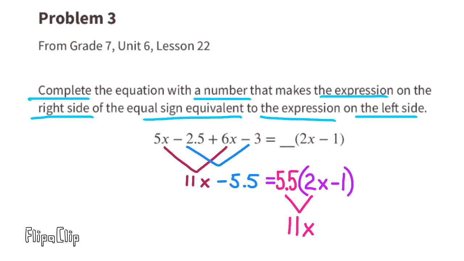5.5 times 2x equals 11x, which is equivalent to the 11x on the left side of the equal sign. And 5.5 times negative 1 equals negative 5.5, which also matches the negative 5.5 on the left side of the equal sign. Now that the term on the right side of the equal sign equals the term on the left side of the equal sign, then we know that the missing number is 5.5.